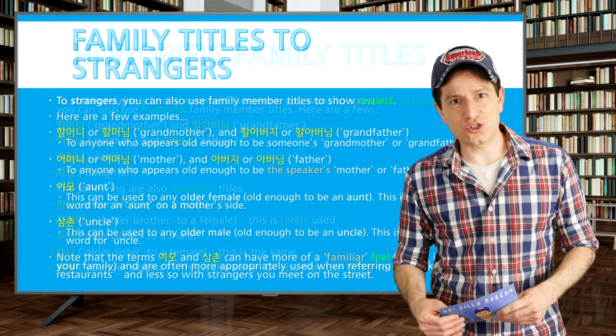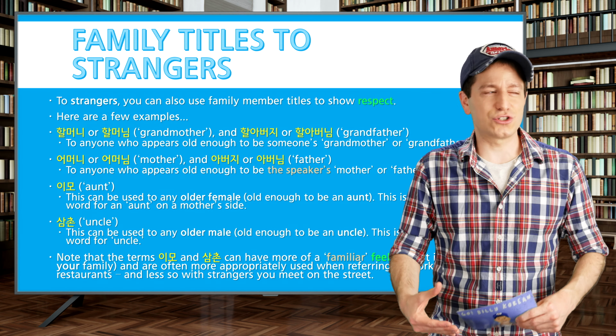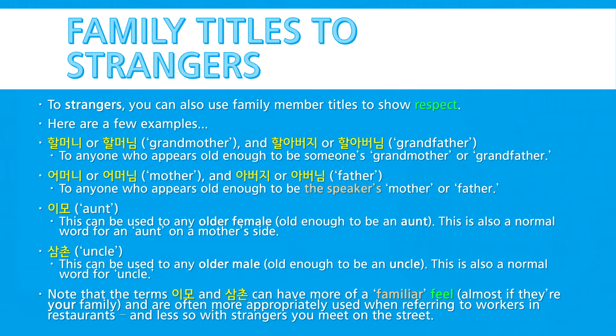Now, when you're talking to a stranger, you can also use some of these titles to show respect toward them. For example, you could call a stranger 할머니 or 할머님, meaning grandmother, or 할아버지 or 할아버님 for a grandfather. This would not be your grandfather, but to anyone who appears old enough to be someone's grandmother or grandfather. Note that this sounds respectful. Alternatively, you could use 어머니 or 어머님 for mother and 아버지 or 아버님 for father to anyone who appears old enough to be your mother or father, not just a mother or father.